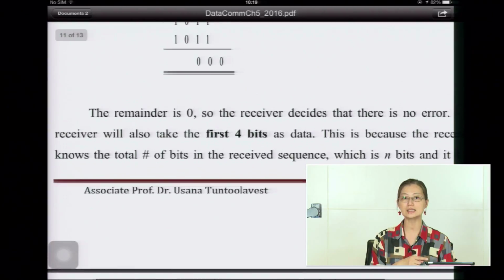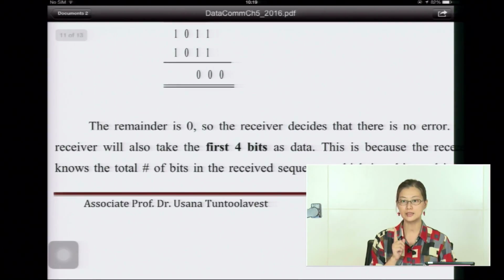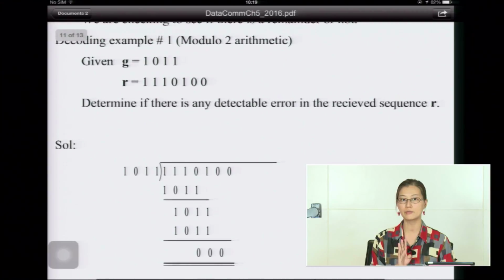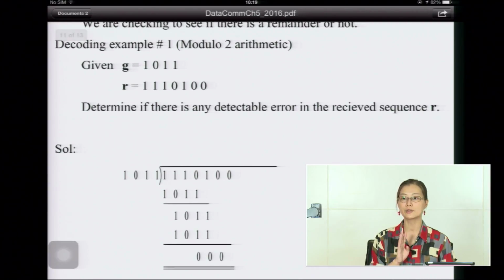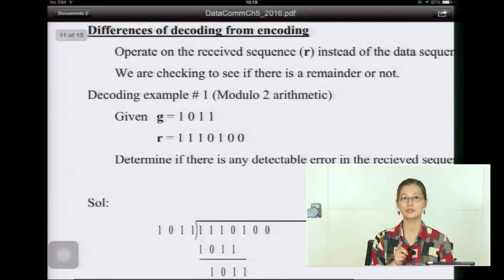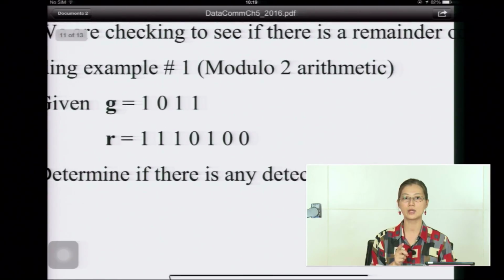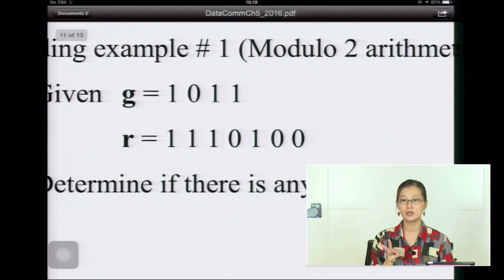If in this case the remainder is 0, it means that the received sequence is a code word. If the leftmost bit is the most significant bit, you would know that the 4 leftmost bits are the data. The data will be decoded as 1110, the first 4 bits of the received sequence. The last 3 bits are parity check bits that we add to the data to make a code word.